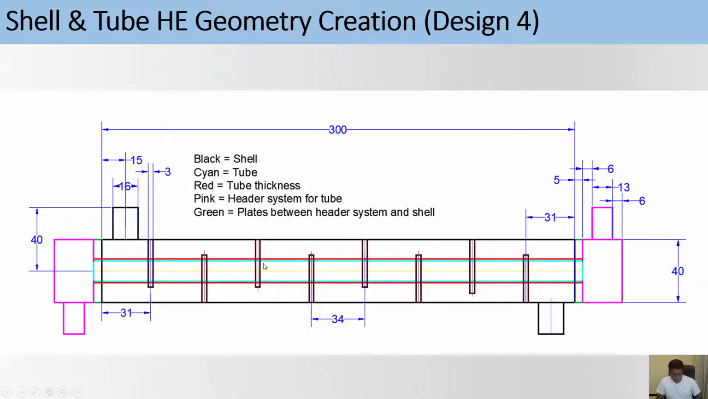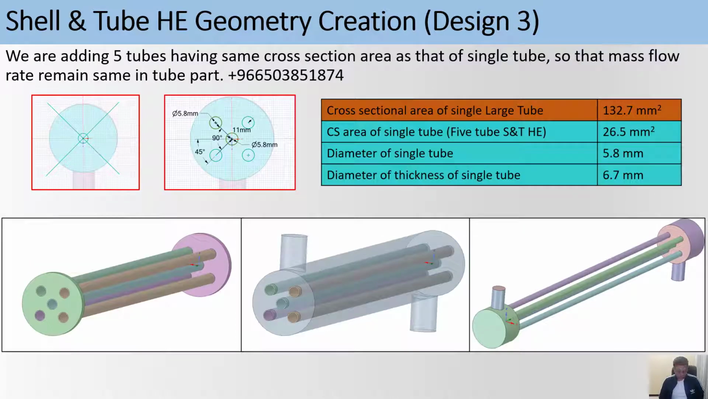Okay. So now we'll start with the creation of this 5 tube shell and tube heat exchanger, based on design number 2. That is when we have the header system plus the single tube. So I will replace the single tube with 5 tubes. Alright, so this is the overall layout of design number 3.